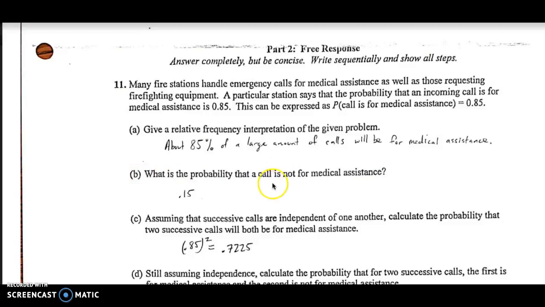Part B, what's the probability that a call is not for medical assistance? Well, if it's for medical assistance, 0.85. 1 minus that would be 0.15. Part C, assuming that successive calls are independent of one another, calculate the probability that 2 successive calls will both be for medical assistance. So again, you're just doing 0.85 times another 0.85, and you get 0.7225.